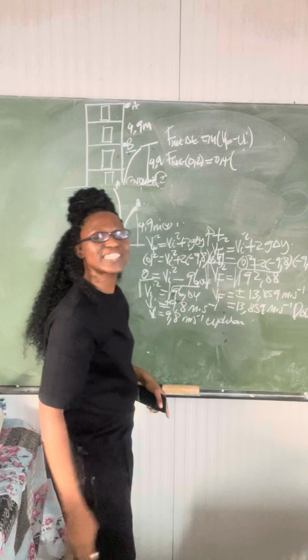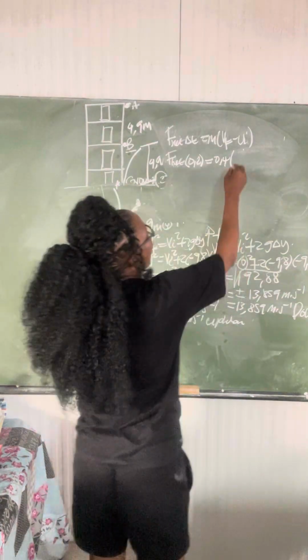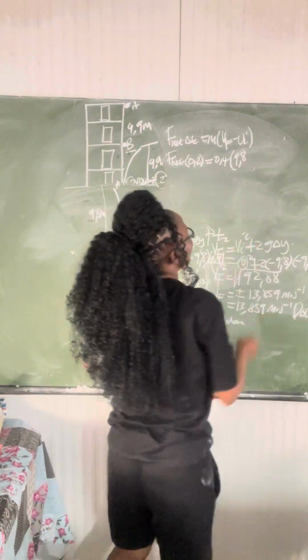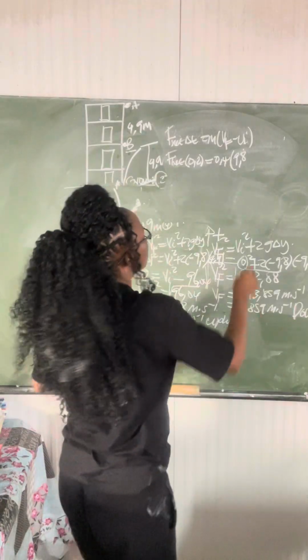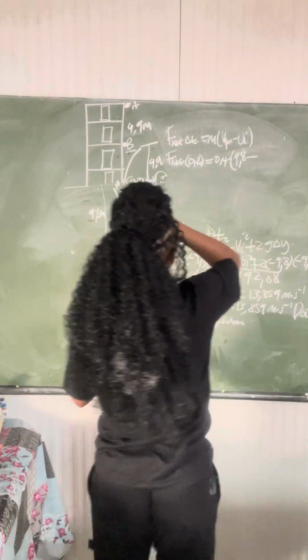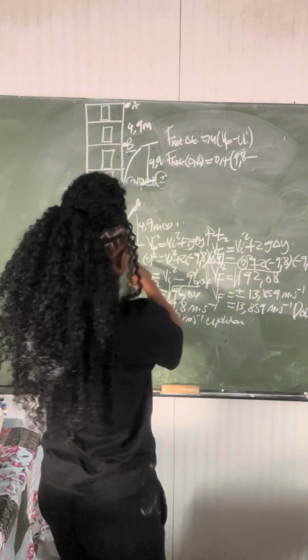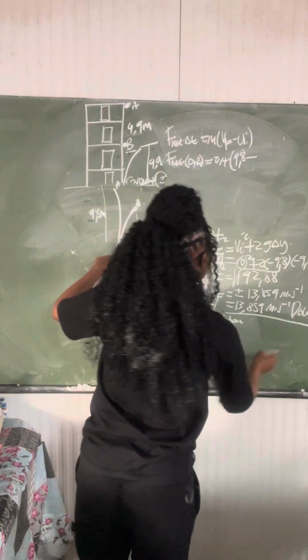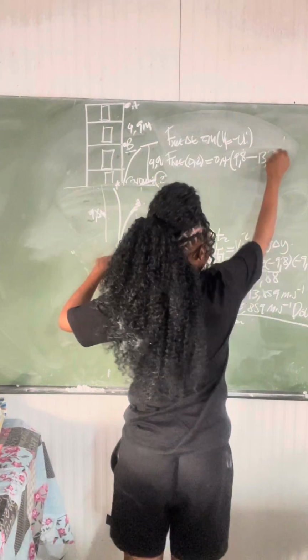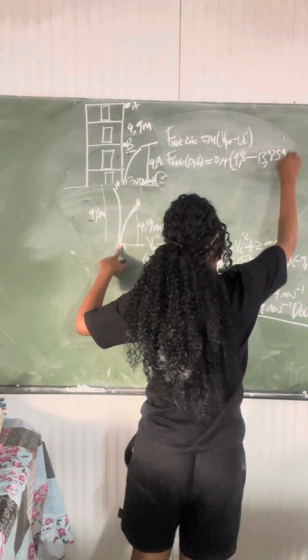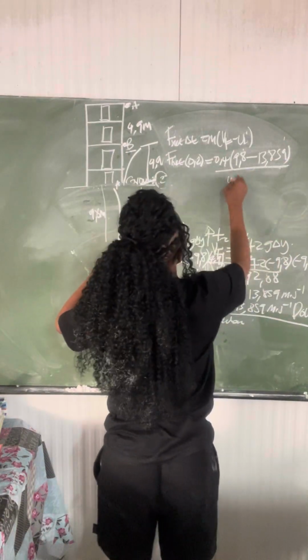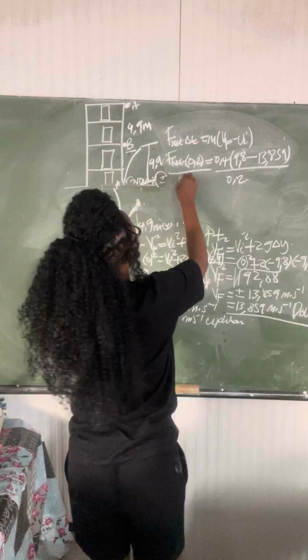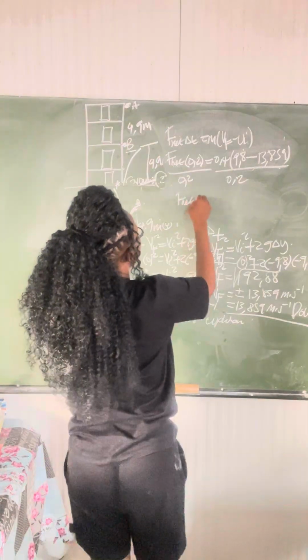Finally, we are at 9,8 meters per second, which is our final velocity. Then initially, where are we coming from? We are coming from 13,859. Then we divide everything by 0,2 so that we find our F net.